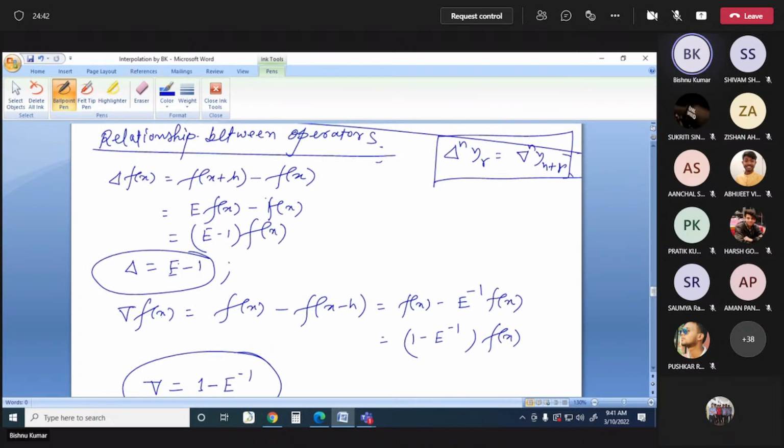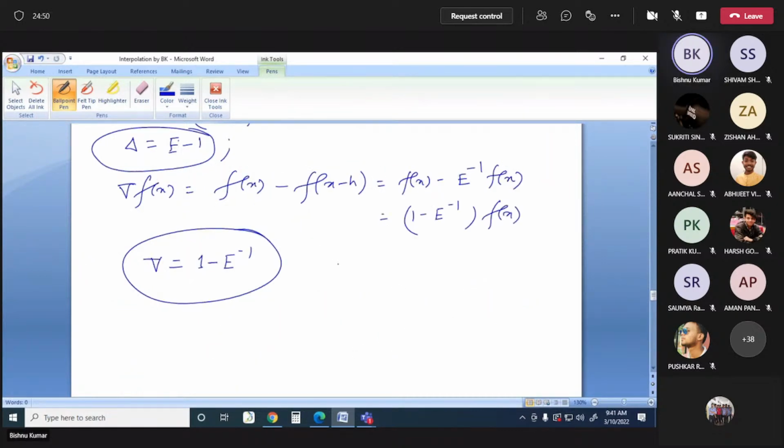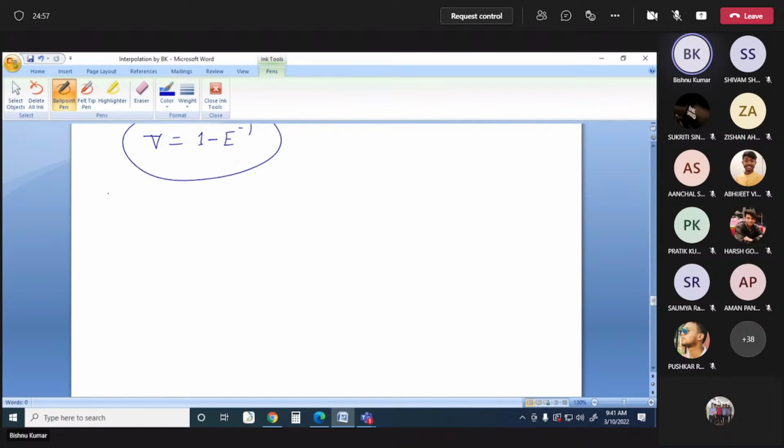So this difference operator, in the limiting case, works like a derivative operator. So can you establish the relationship with the derivative operator? Suppose the derivative operator I am writing d/dx, that is equal to capital D, and del. Derivative operator and del operator, what is the relationship?